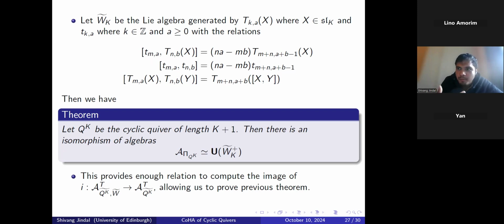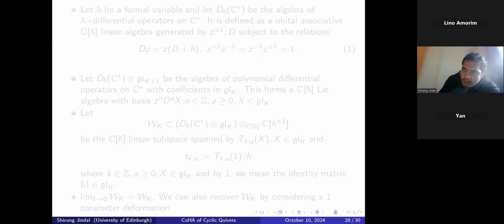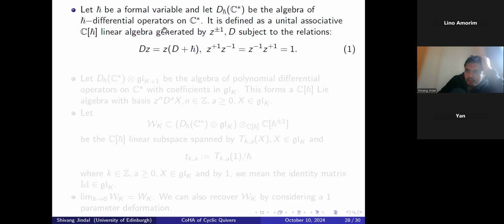I can say a few words, but one can also see this in nature. In fact, in the work of Kanno, Rapcak, Zhu, they define certain algebras, and this is exactly the central limit of this algebra. So let h be a formal variable, and let D_h(C star) be the algebra of h-differential operators on C star. Then it is an associative algebra, which is generated by some variables z^{±1}, D, with some relations.